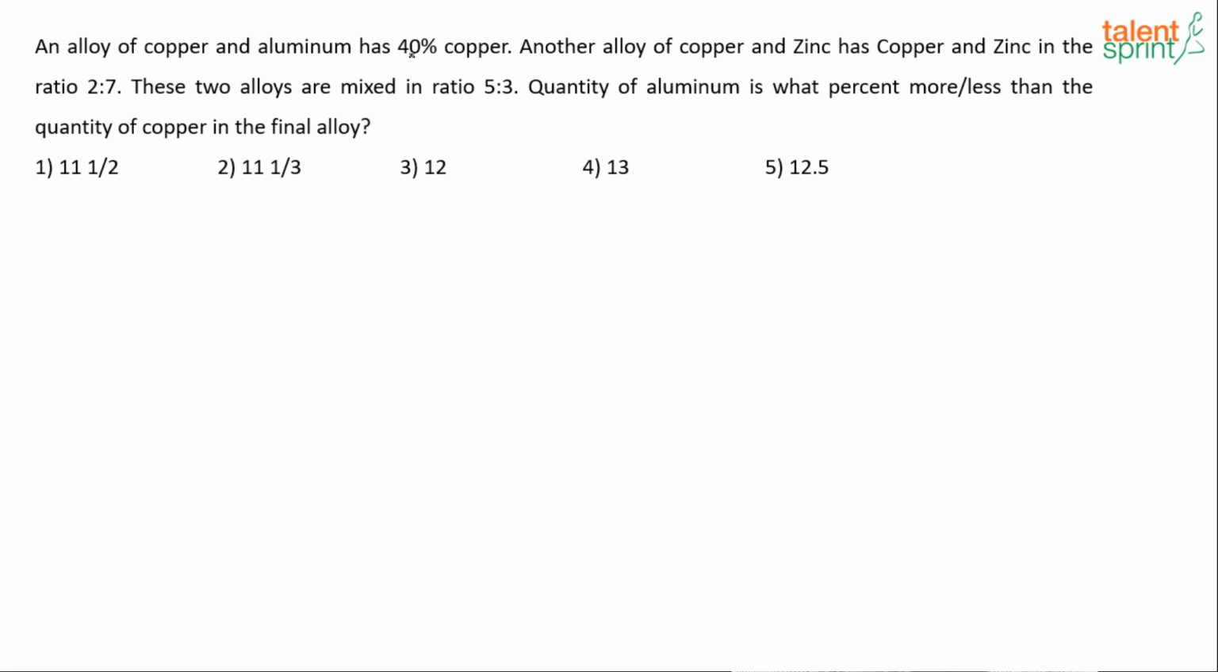An alloy of copper and aluminum has 40% copper. Another alloy of copper and zinc has copper and zinc in the ratio of 2:7. These two alloys are mixed in the ratio of 5:3. Quantity of aluminum is what percentage more or less in the quantity of copper in the final alloy? Now what is interesting about this question is that there are two different mixtures. In the first mixture we have copper and aluminum. In the second mixture we have got copper and zinc. I'm calling alloy as a mixture, means the same, right?